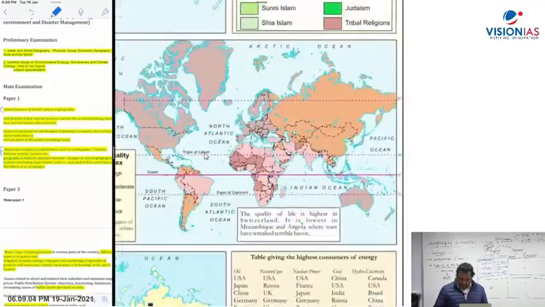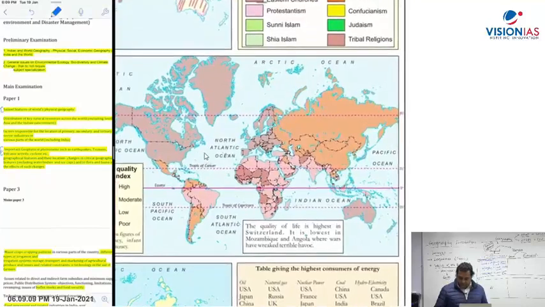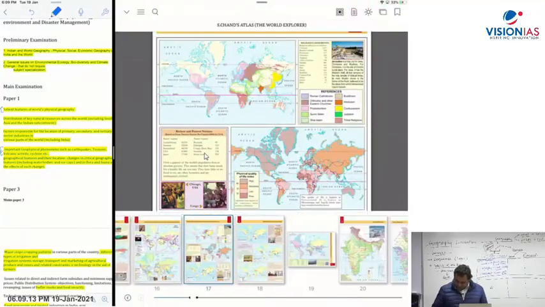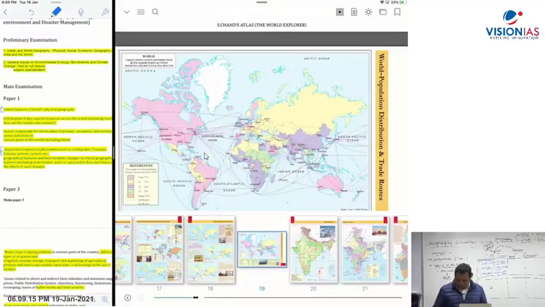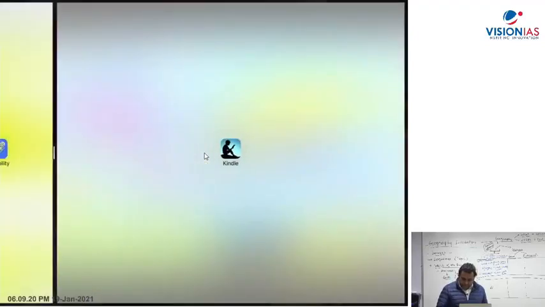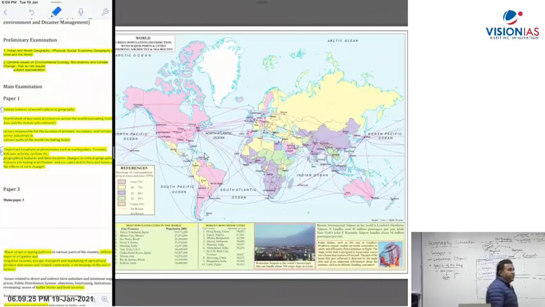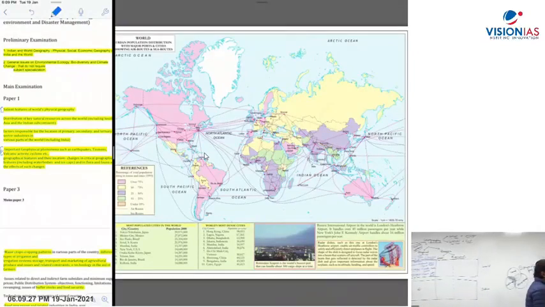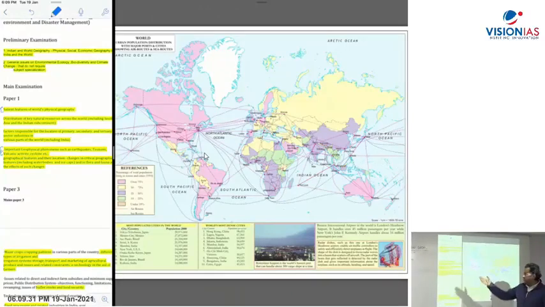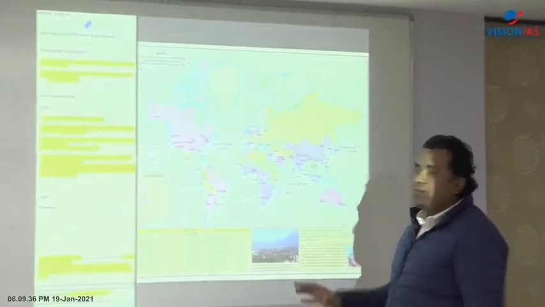For example, if I take this world map and ask you, on this world map, where do you think most of the people on the earth live? Are they uniformly distributed everywhere? Population geography, for example, is understanding where all human beings are. Where do you think most of the human beings are?